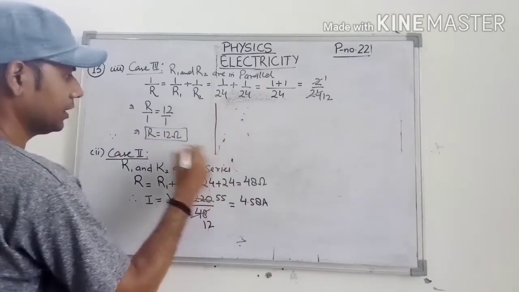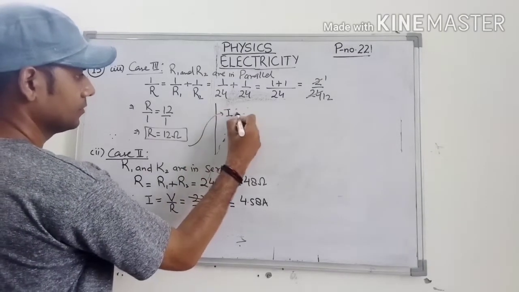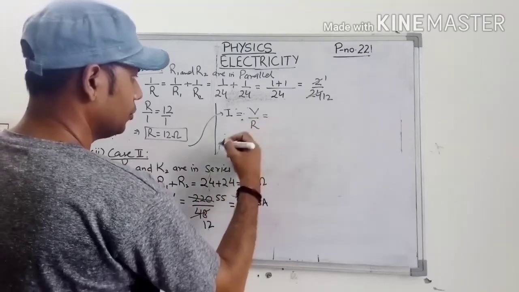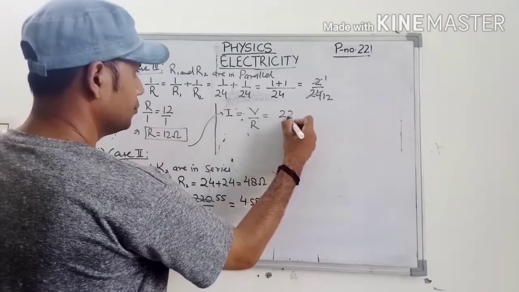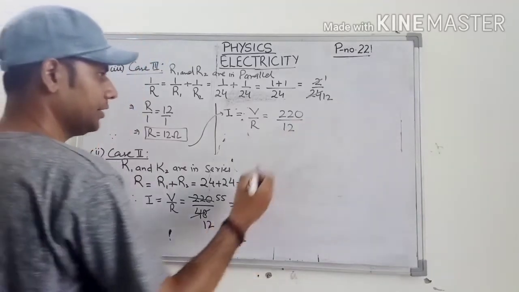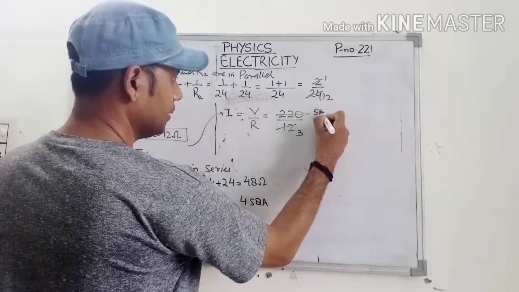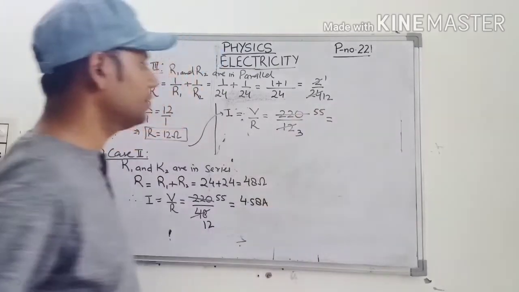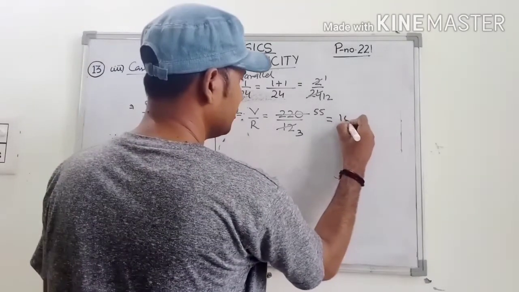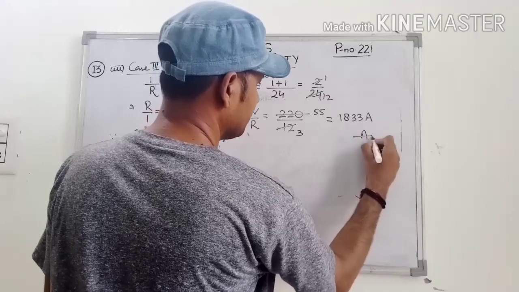Clear? Now we can find the current. What is the formula of electric current I in terms of V and R? It is V upon R. V is 220 volts and resistance is 12. Dividing 220 by 12, you will get 18.33 amperes.